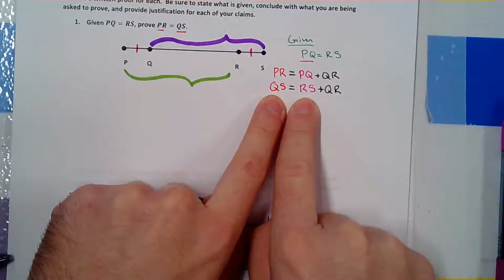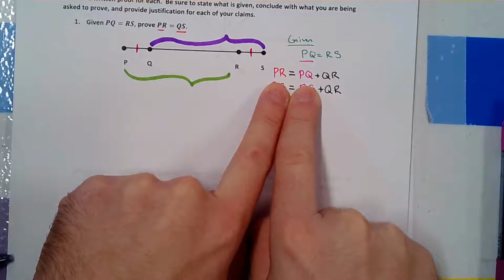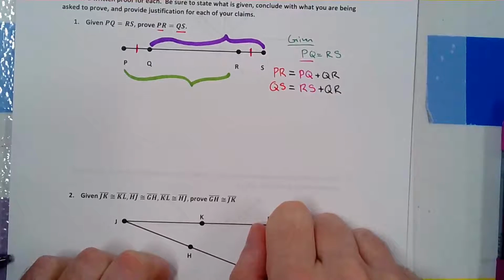Well, there's RS and QS together. There's PR and PQ together. They're in the same room. They have something in common. So we should be able to switch them out. Check it out. Here's what I'm going to do.